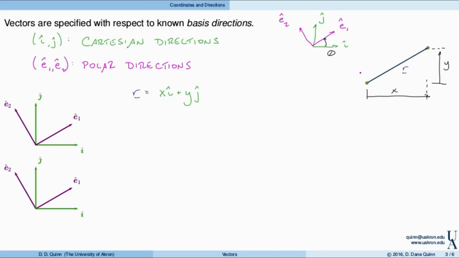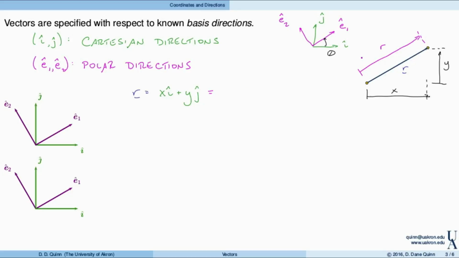Alternatively, we could describe the length of this vector as r. And again, look at the notation. This r doesn't have an underbar. It's a scalar, so it represents the length of this vector. This r is a different quantity. It's the vector r.